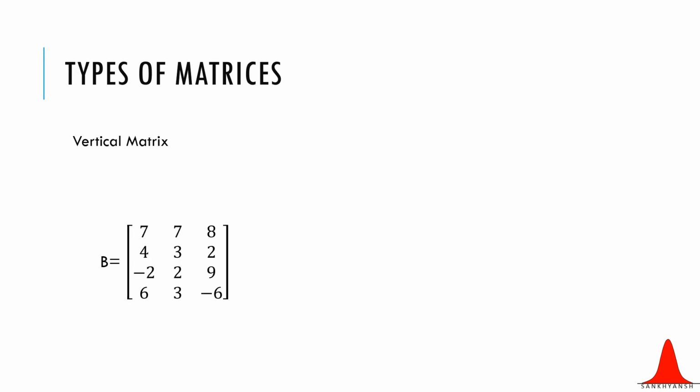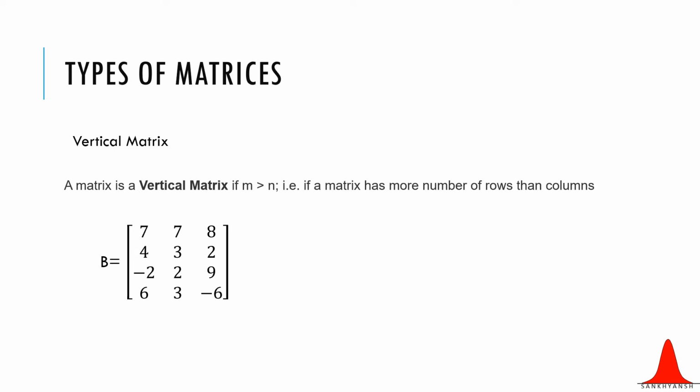Similarly, we have vertical matrix. When m is greater than n, meaning the number of rows is greater than the number of columns. Take this example. Here we have 4 rows, 1, 2, 3, 4, and 3 columns, 1, 2, 3. The order would be 4 into 3. So this is a vertical matrix because it has more rows than columns. M is greater than n.